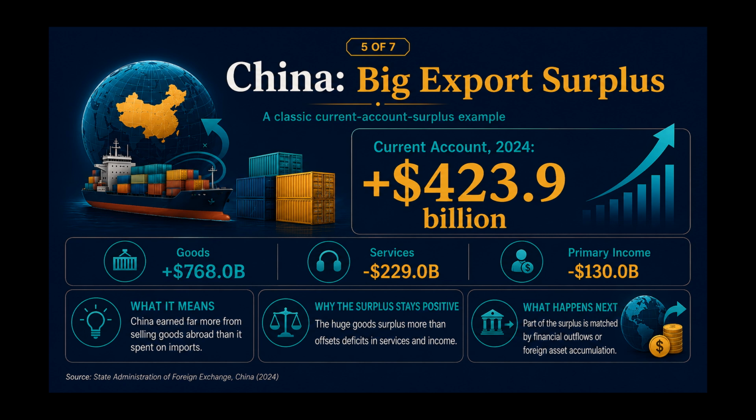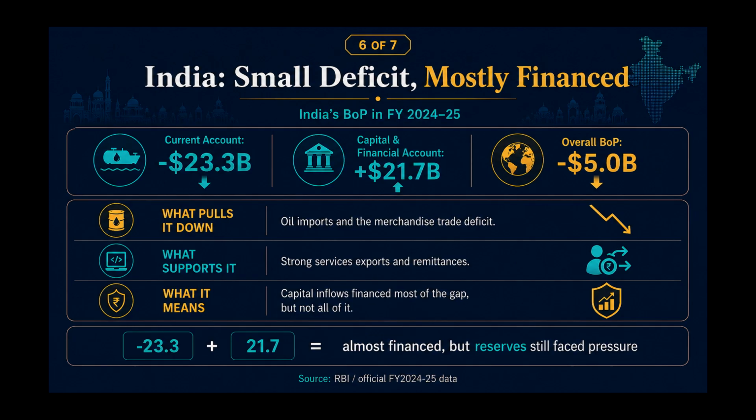What happens next? That surplus has to show up somewhere on the other side of the BOP. It may be matched by financial outflows, foreign asset accumulation, or reserve related movements. So here they purchase US securities, dollars, bonds, etc. So China's surplus helped finance the USA's current account deficit. In simple words, China earns a lot from exports, and that money then moves into the financial side of the balance of payments.